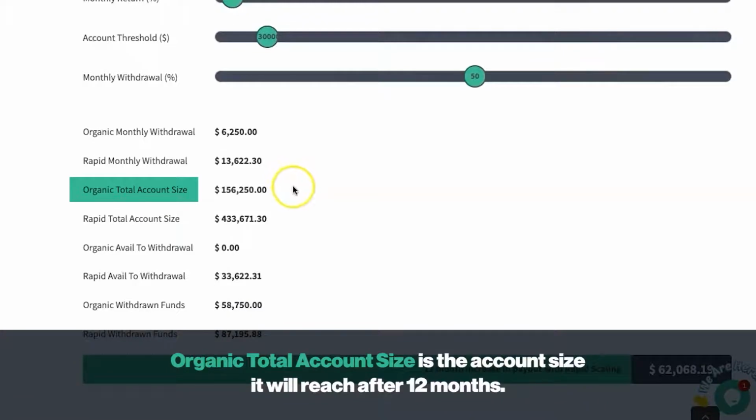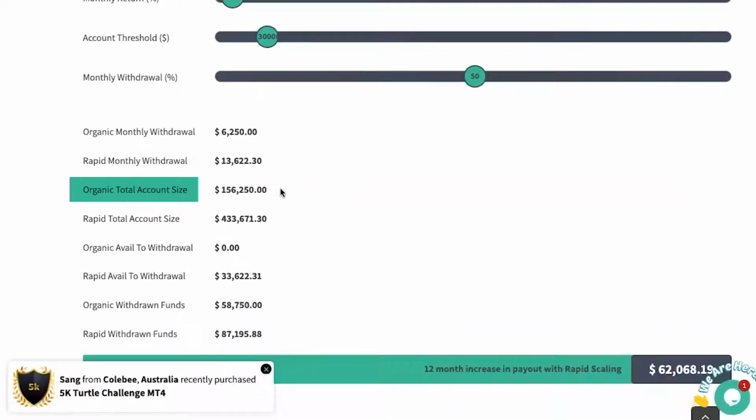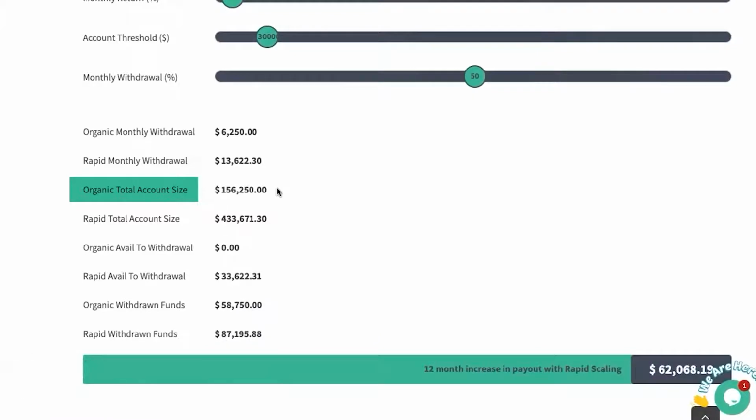The organic total account size is the account size that it would reach after 12 months. So with the organic, you can see that the account size has gone from 100,000 to 156,250, while the rapid has gone to 433,671.30. The organic available to withdraw, there is nothing for them to withdraw because they have been withdrawing their profits every month.